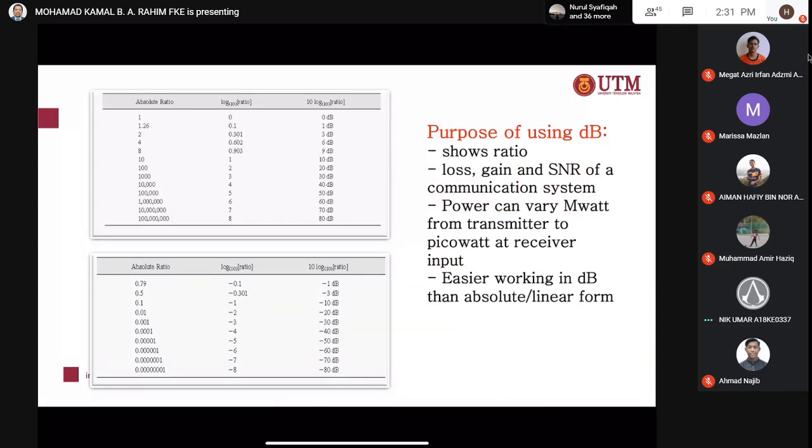The purpose of using dB is to show the ratio, loss, gain in sinusoidal communication. Power can vary from milliwatt to picowatt at the receiver. It is easier working in dB than in absolute linear form. Because if you look at the dB value, you can just add easily. If there is a loss you have minus, for gain you plus, and so on.